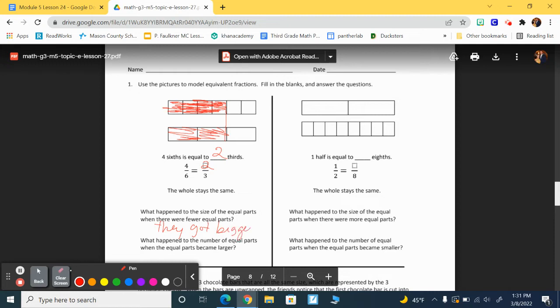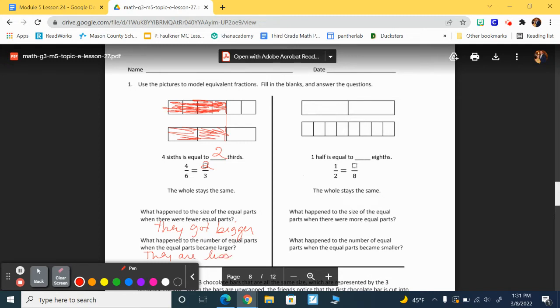Also, it asks what happened to the number of equal parts when the equal parts became larger. Well, then the equal parts got less. 3 is less than 6. So when we have the equal parts, they ended up getting smaller. So we could say they are less. And again, you may not have the exact same words as I do, but as long as it's close, that's fine.